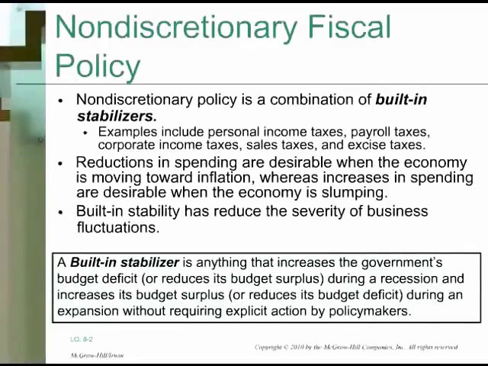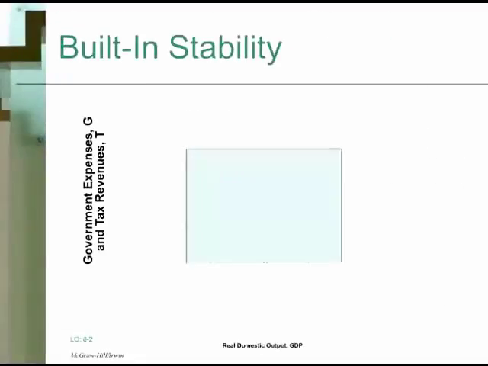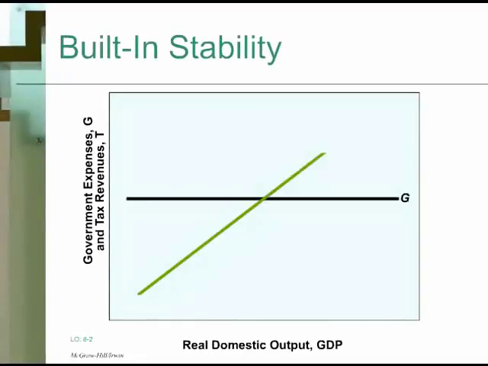Reductions in spending are desirable when the economy is moving toward inflation, whereas increases in spending are desirable when the economy is slumping. Built-in stability has reduced the severity of business fluctuations. We can use the graph to see how automatic stabilizers arise.